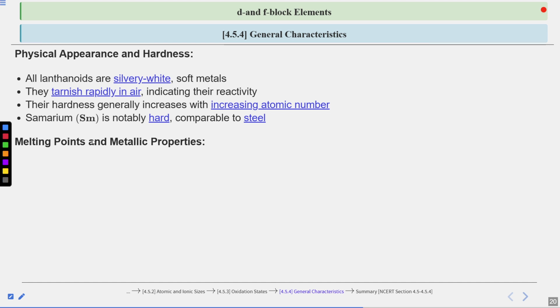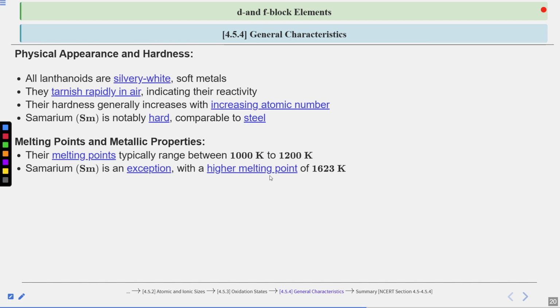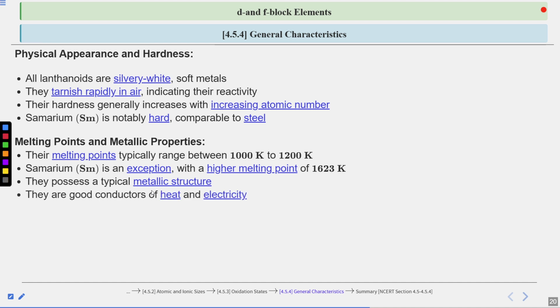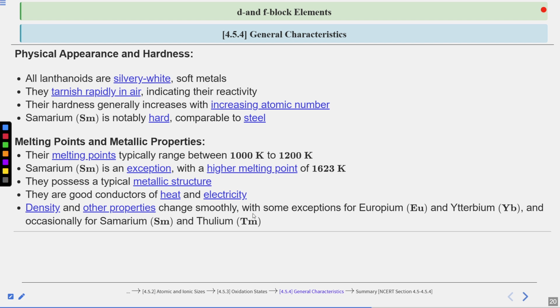Now if you talk about the melting points and metallic properties, their melting points typically range between 1000 Kelvin and 1200 Kelvin. Samarium is an exception here, with a higher melting point of 1623 Kelvin. They possess a typical metallic structure. They are good conductors of heat and electricity. Density and other physical properties change smoothly, with some exceptions for europium and ytterbium, and occasionally for samarium and thulium. So these are the physical properties of the lanthanoids.